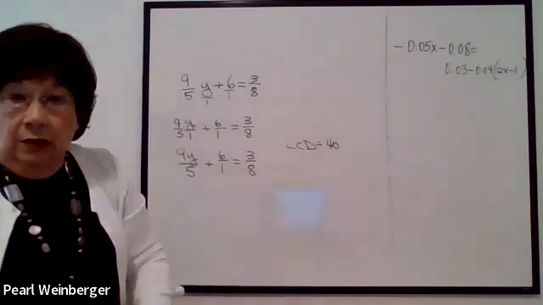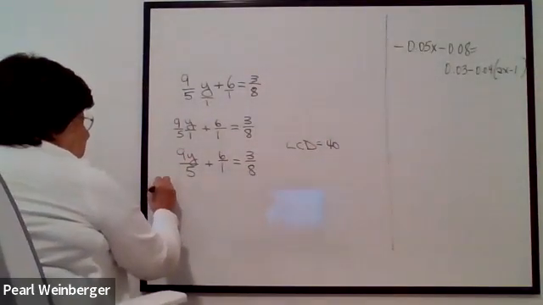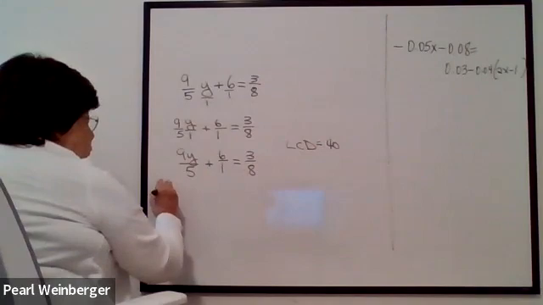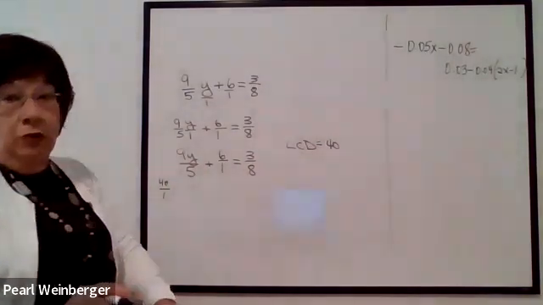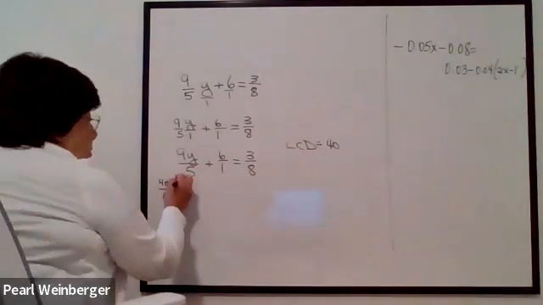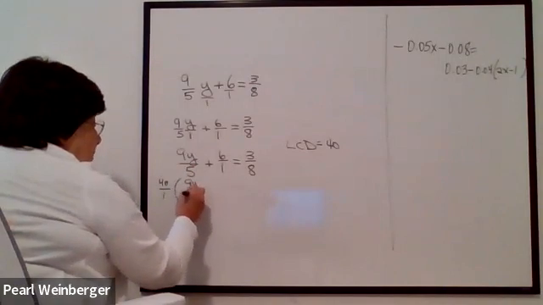What do you do then? You take this LCD, which is 40, and put it over 1. So you take your LCD and put it over 1, and multiply the whole equation by that number.